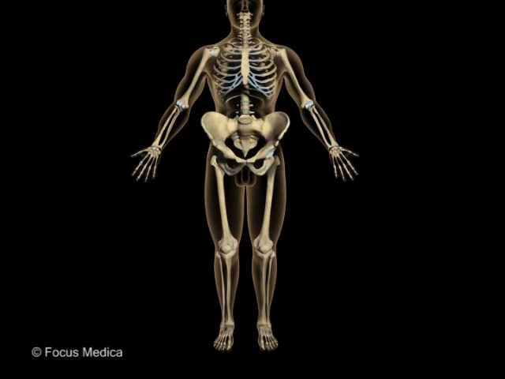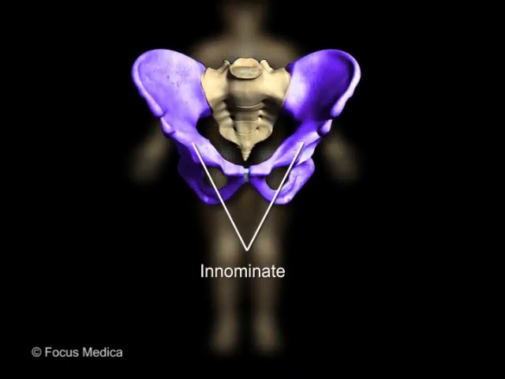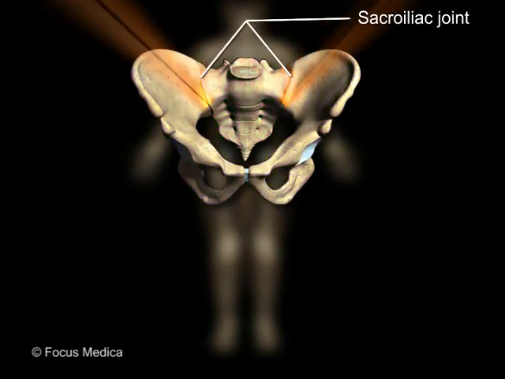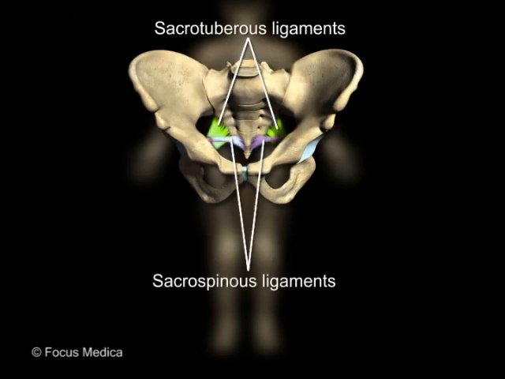The articulated pelvis is a composite of 3 bones: the innominate, sacrum, and the coccyx. The sacroiliac joint and the pubic symphysis are its joint components. The sacrotuberous and sacrospinous ligaments complete the articulated arrangement.